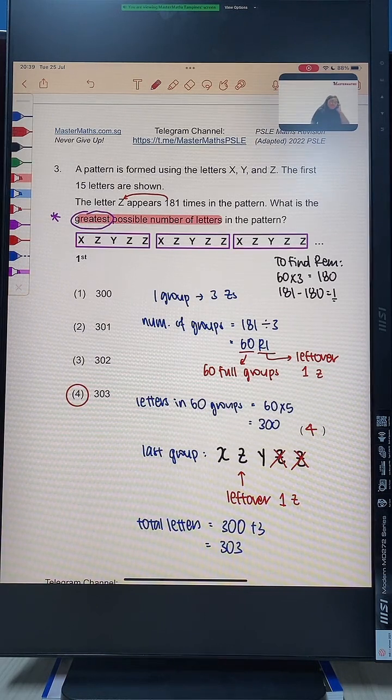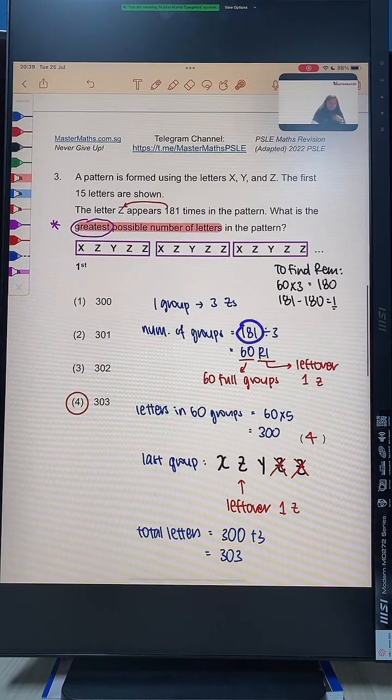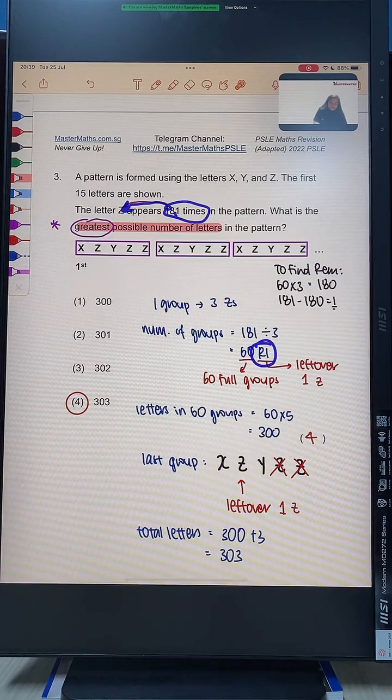If they ask you what is the 181st letter or something like that, you will take 181 divided by the number of letters. Then you just look at the remainder. Remainder 1 means first letter, remainder 2 means second letter, and so on. But because we are only looking at Z's here, the 181 refers to the Z, so the remainder 1 is the leftover 1 Z. I hope this clarifies your query.